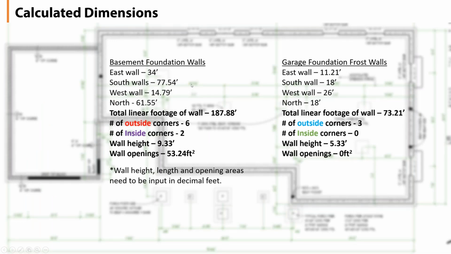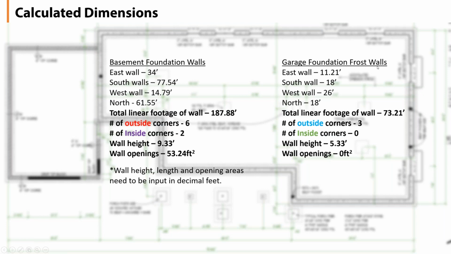So just taking the information that we basically saw from the drawing, we have the east wall at 34 feet, the south wall, the west wall, the north wall. So the total linear footage of the wall is 187.8 feet, which we would normally round up to approximately 190 feet. We had 6 outside corners. We had 2 inside corners, and the wall height is 9.33 feet. As I had mentioned earlier, the input for the wall height is in feet, and so 9 foot 4 inch equals 9.33 feet. The wall openings is 53.24 feet.